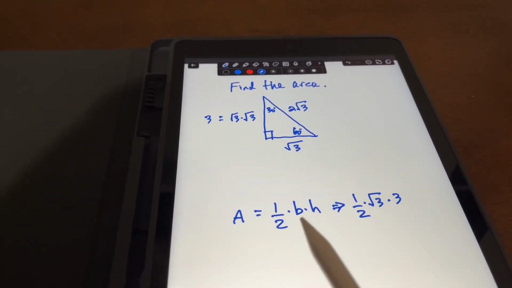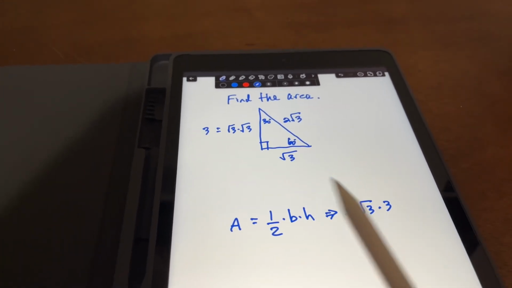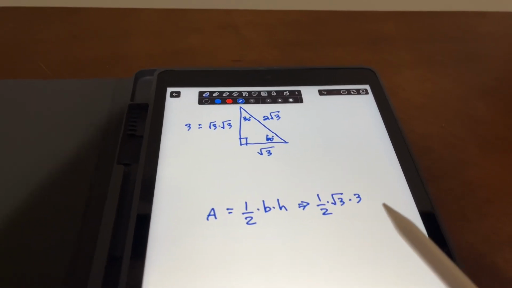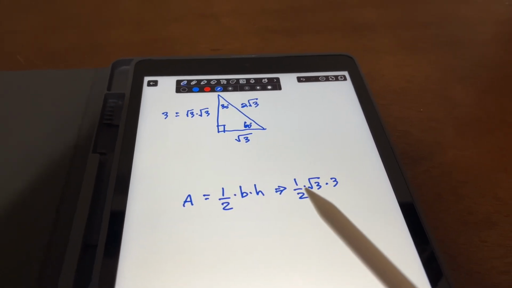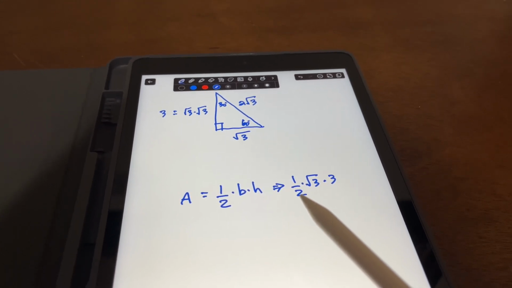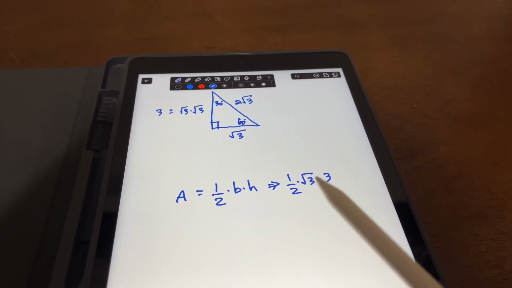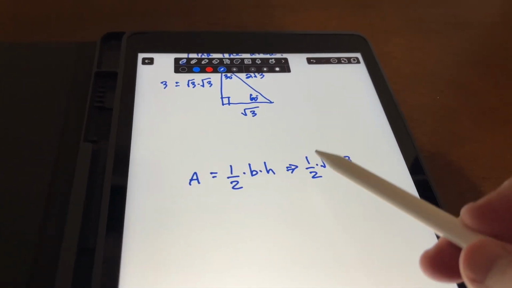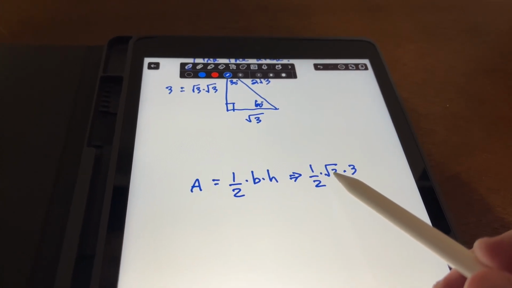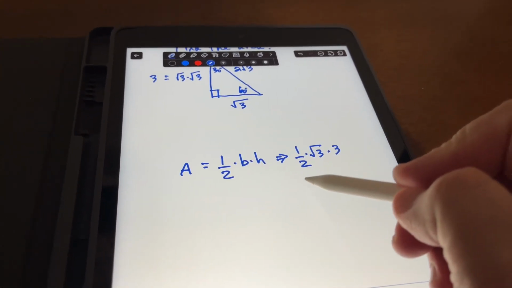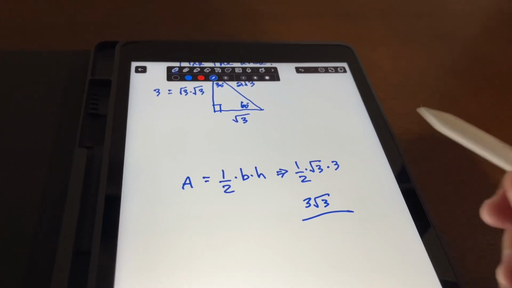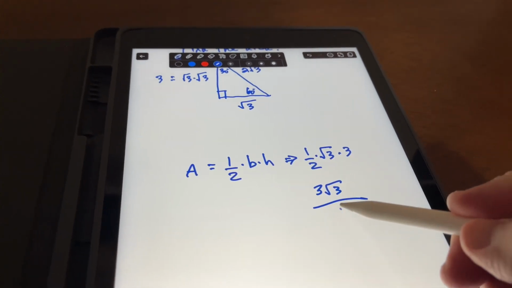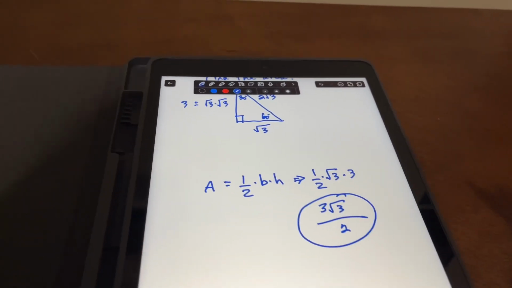So I have 1/2 the base, which was this part, and the height, which is that part, which is 3. And now I'm going to multiply those together. Now it depends. If your teacher accepts a decimal answer, you can literally do 1/2, which is 0.5, times the square root of 3 times 3 and get a decimal answer. But a lot of teachers don't want a decimal answer for this. So I'm going to multiply across. 1 times the square root of 3 is the square root of 3. And then times 3 looks like this. So that's the top part. And then on the bottom we have the 2. So this is the answer.